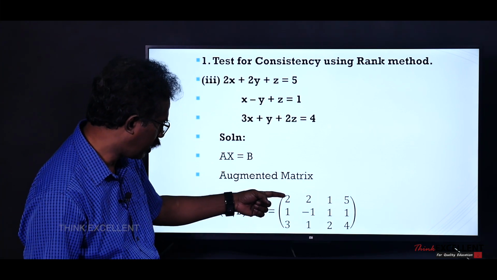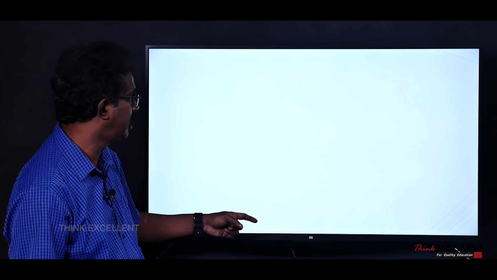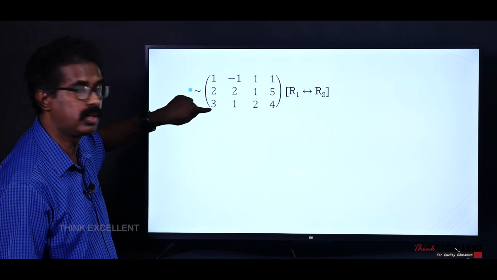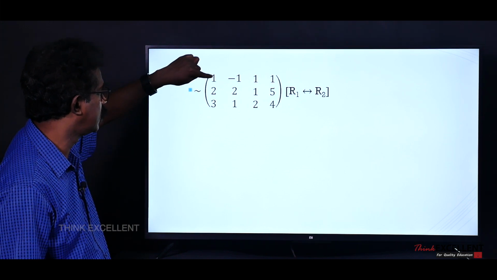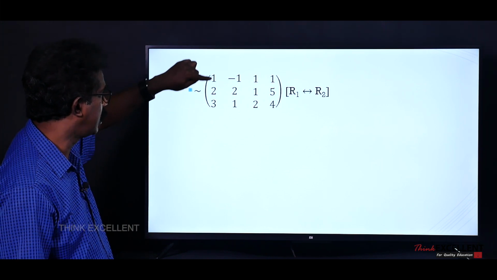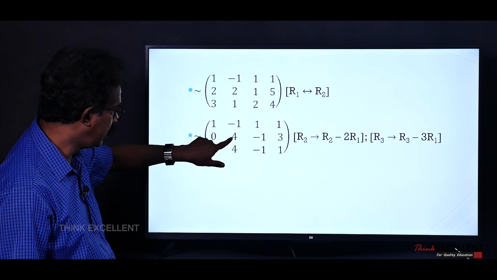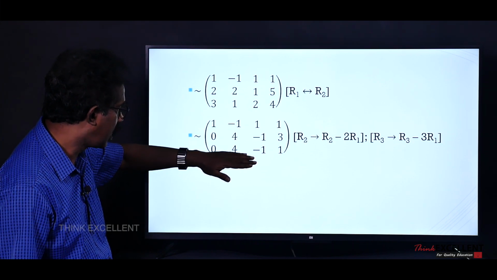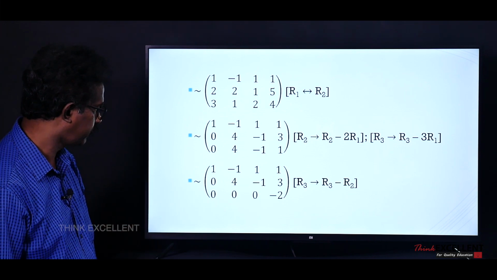First row, first element 1, very simple, interchange these two, right? Interchanging first row and second row, you are getting 1 here. Make these two zeros, easily you can do now, 2 minus 2. So R2 is R2 minus 2 R1, 3 minus 3. So you are getting these two. Now I want to get 1 here or at least 0. Making 0 is easy, 4 minus 4. So R3 is R3 minus R2. So you get this step.